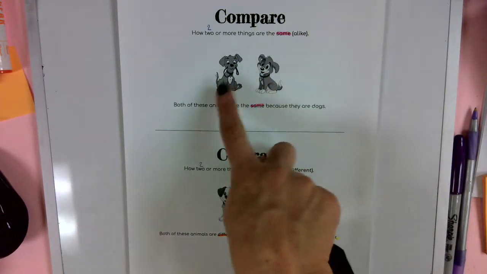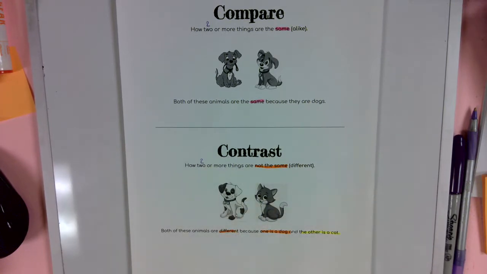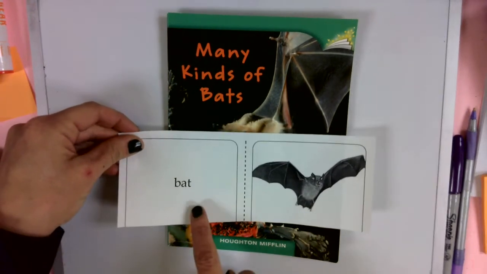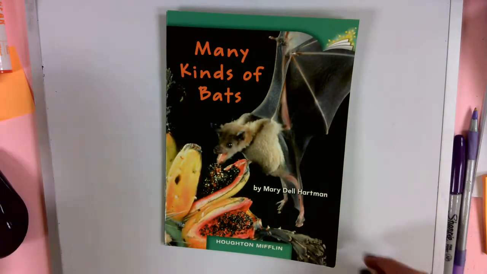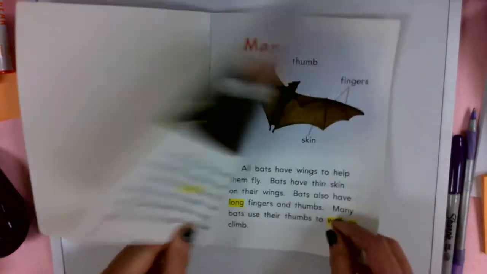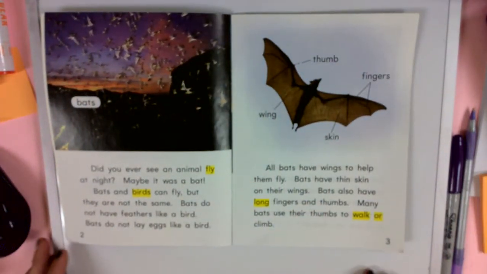We will be comparing and contrasting in our story. So remember, when we compare, it's when two things are the same. When we contrast, it's when two things are different. Many Kinds of Bats. So here's the picture of the bat that I showed you earlier. Here he is again. My title page. Now we're going to be learning a lot of facts about these bats.